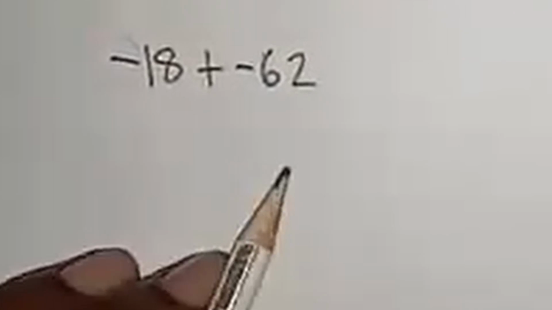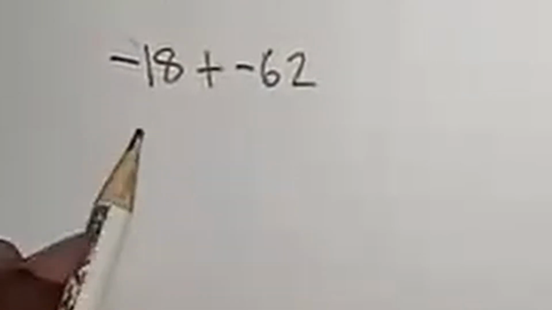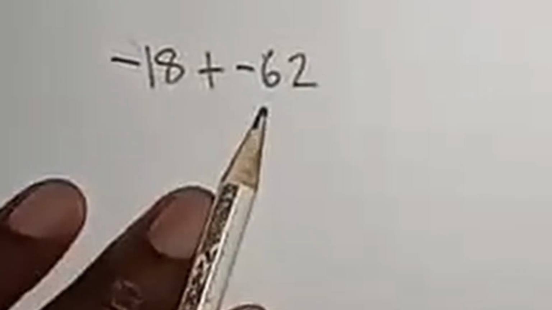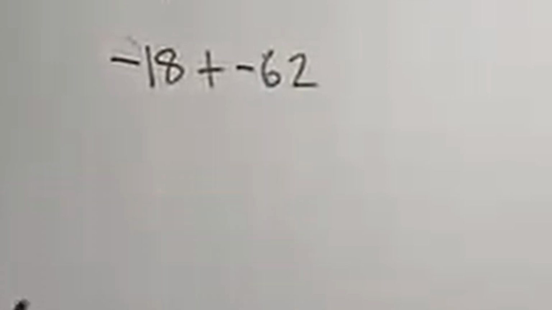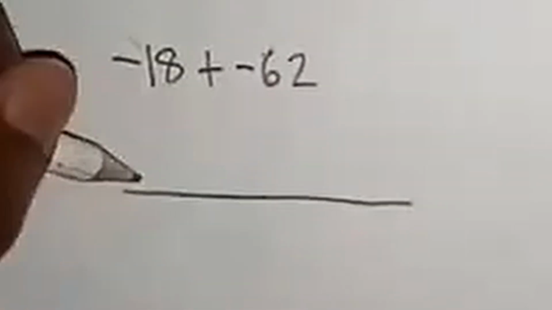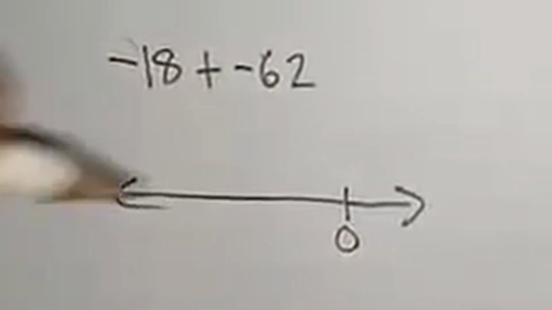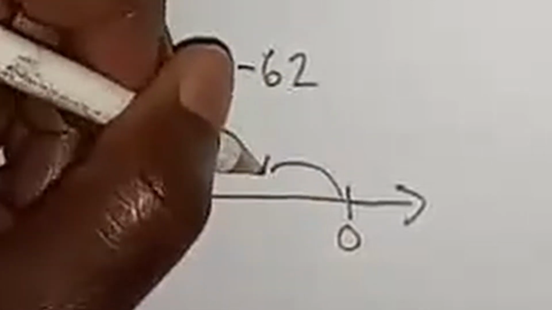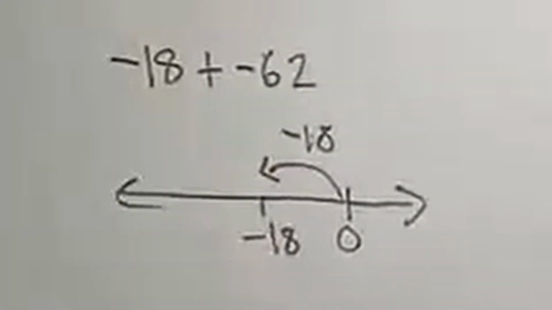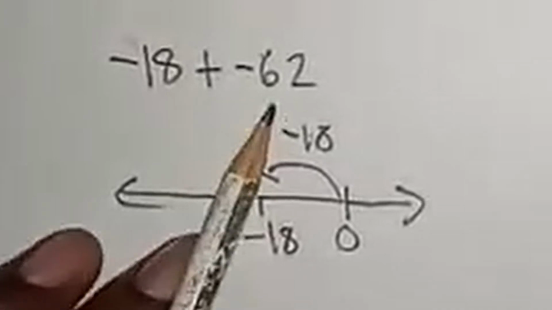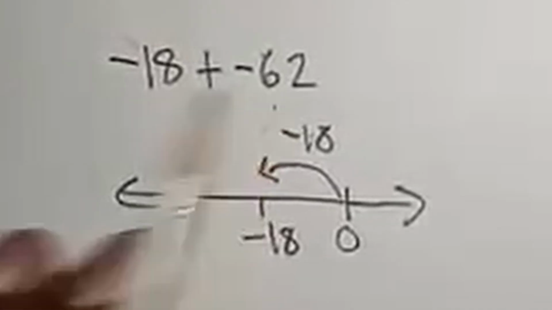So let's look at adding a negative 18 and a negative 62. The best way to do that is to look at the number line. Let's say we have 0 here. We're going to count off 18 in a negative direction. So we'll go something like this, out to negative 18.